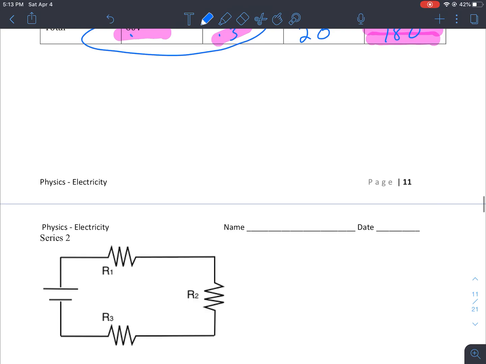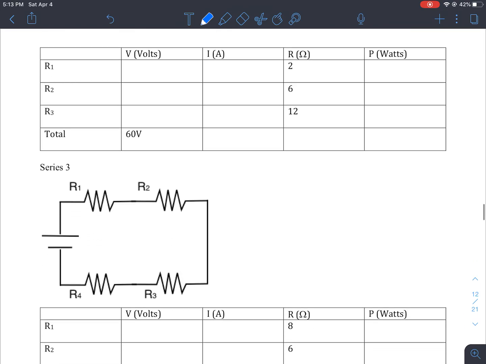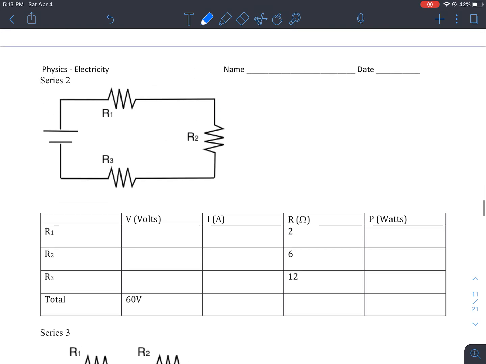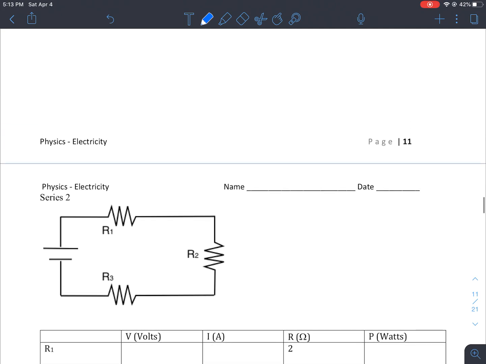So I'm going to ask you guys to go ahead and do the series circuit 2, series circuit 3. You could see it's just increasing in the number of resistors, increasing the amount of work, not necessarily more difficult, just more tedious. So go ahead and do that on your own.